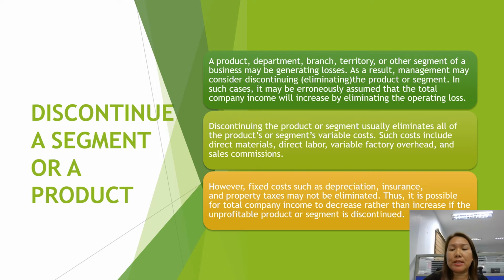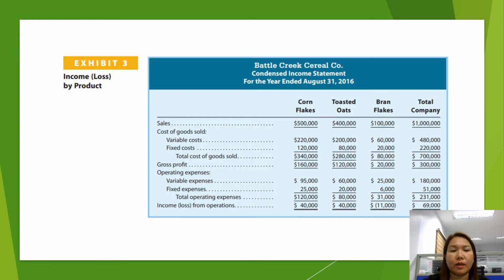Discontinuing the product or segment usually eliminates all of the product's or segment's variable costs. Such costs include direct materials, direct labor, variable factory overhead, and sales commissions. However, fixed costs such as depreciation, insurance, and property taxes may not be eliminated. Thus, it is possible for total company income to decrease rather than increase if the unprofitable product or segment is discontinued.